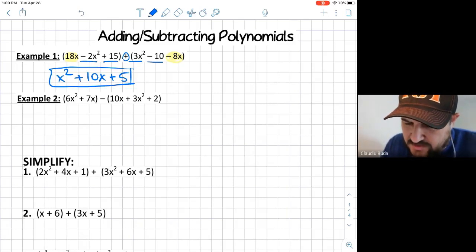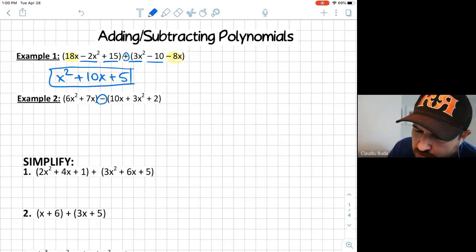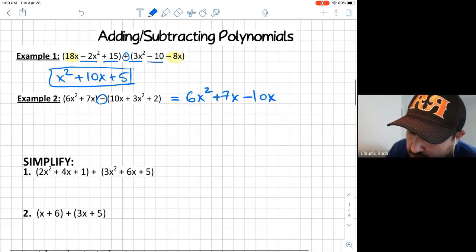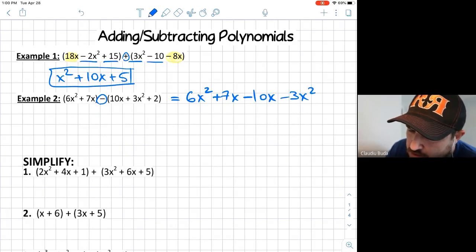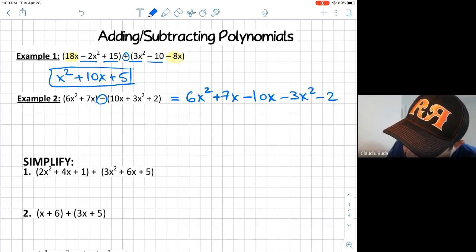So let's take a look at example 2. Now we have subtraction. When we have subtraction in front of parentheses, we have to switch the signs inside the parentheses. So it's probably better if we just write them like that. 6x squared plus 7x. Now minus 10x. That was positive, we're switching it to negative. Then we have a 3x squared, that is going to be negative 3x squared, so minus 3x squared. And then minus 2. Now we're going to combine like terms.